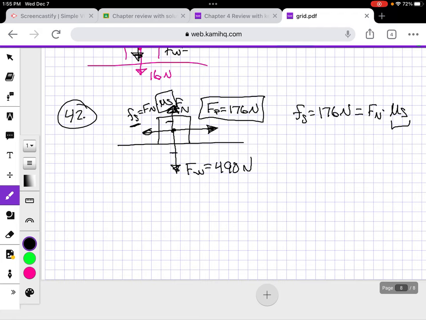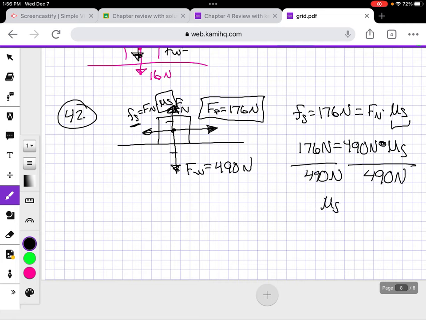So 176 newtons is equal to force normal of 490 newtons times mu s. Dividing by 490, we get mu s is equal to 176 divided by 490.